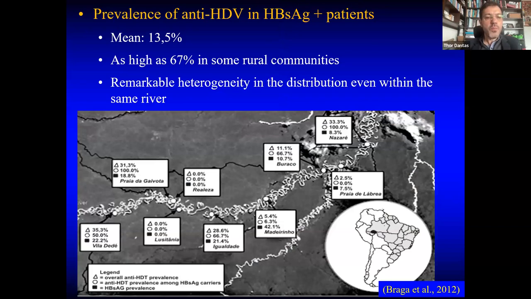Our overall prevalence here is about 13.5% of serology among HBV patients, but it can be as high as 67%, for instance, in some rural communities. Again, noteworthy, there's a remarkable heterogeneity in the distribution, even in the same river, in the same region of the Western Amazon. We can see some rural communities with as high as 70%. In the same river, we see some prevalence very low, and this is a challenge to understand why.